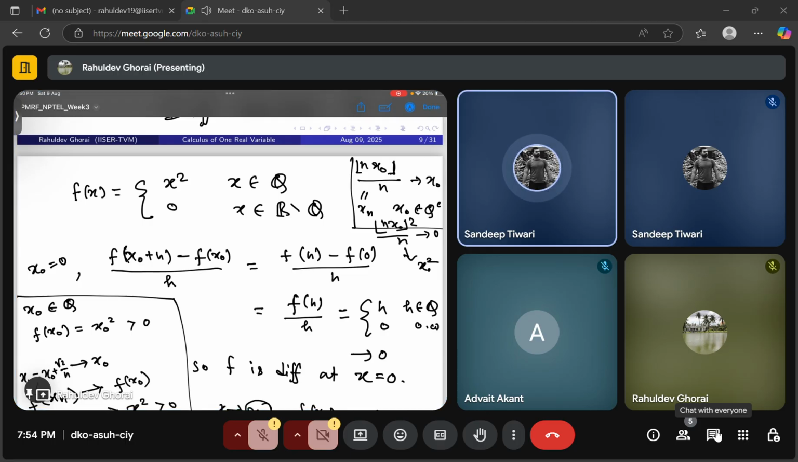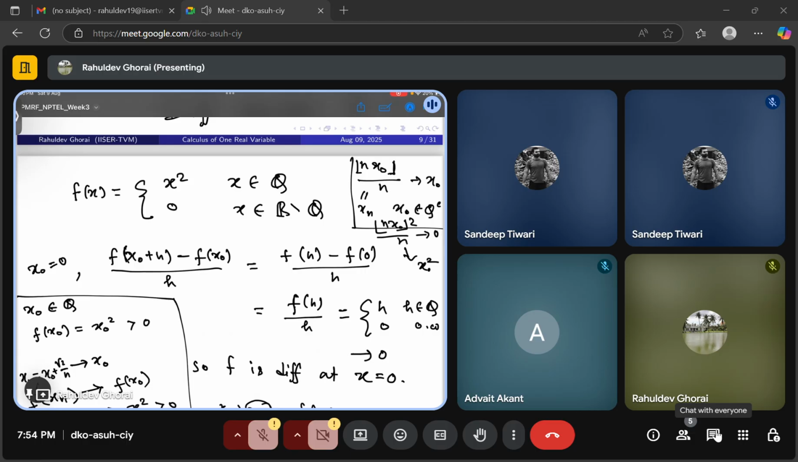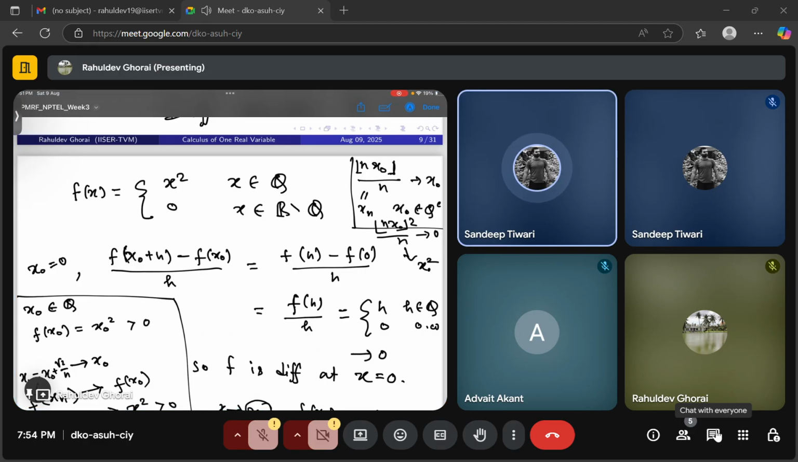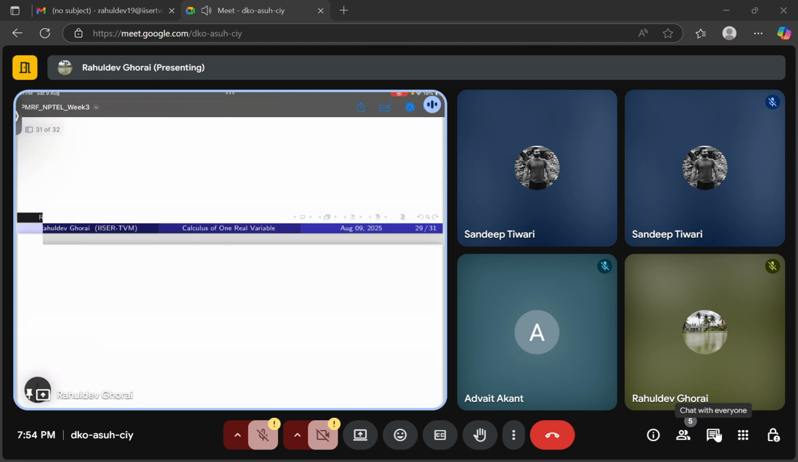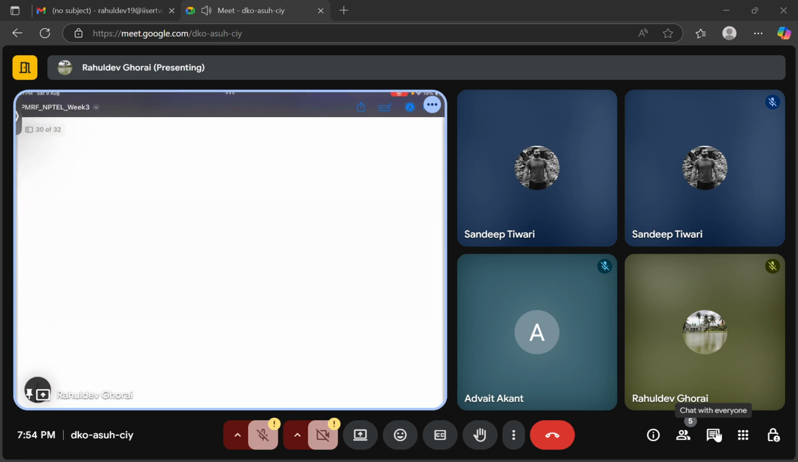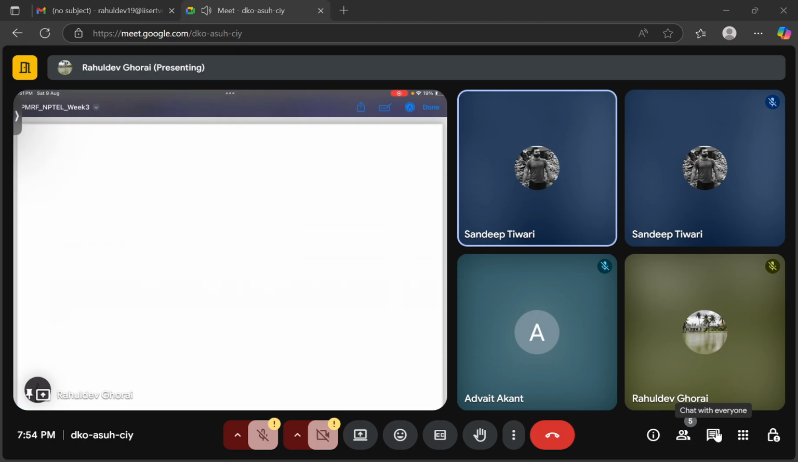Sir, I can prove that this is differentiable at irrational points. You can prove it? Yes, sir. Maybe there may be some problem with my method, but let's do it. Maybe I will do it at the end, because space is not there, so let's do it here. Okay, you try it and then we will discuss.